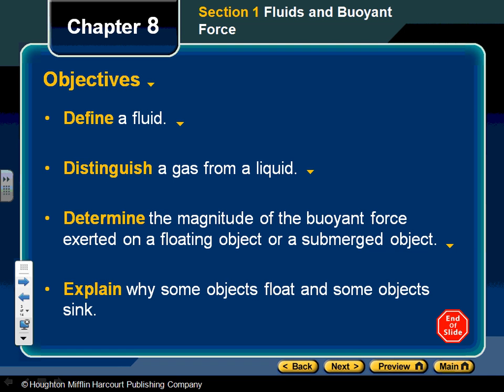So in this first section, we're really going to look at doing a couple of things. We're going to define what a fluid is, be able to distinguish between a gas and a fluid, and determine the magnitude of buoyant force. Okay, that'll be our math component. And we should definitely be able to explain why some objects float and some sink.